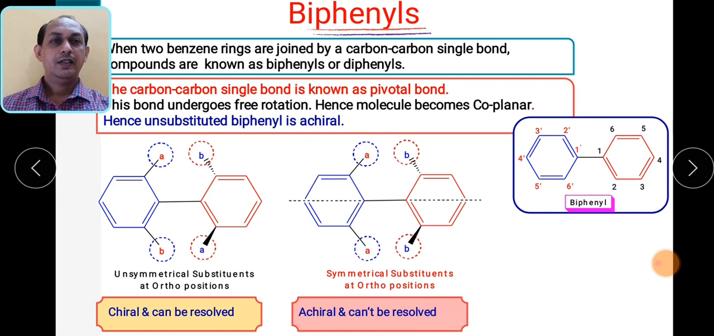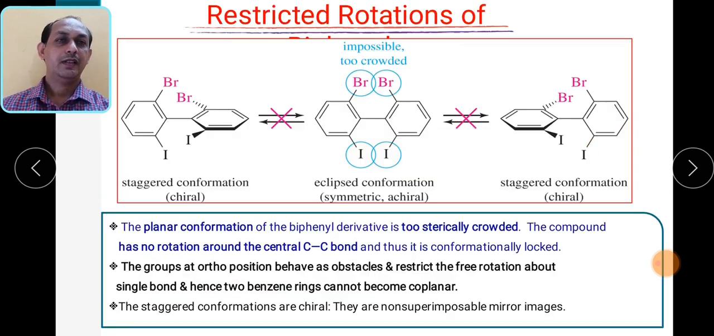Remember, this substituent must be different, just like this structure. Okay, your ortho substituent must be different, then and then it will exhibit the chiral structures. So why it is so? Why only unsymmetrical substituents are showing the chirality? Let us try to understand.